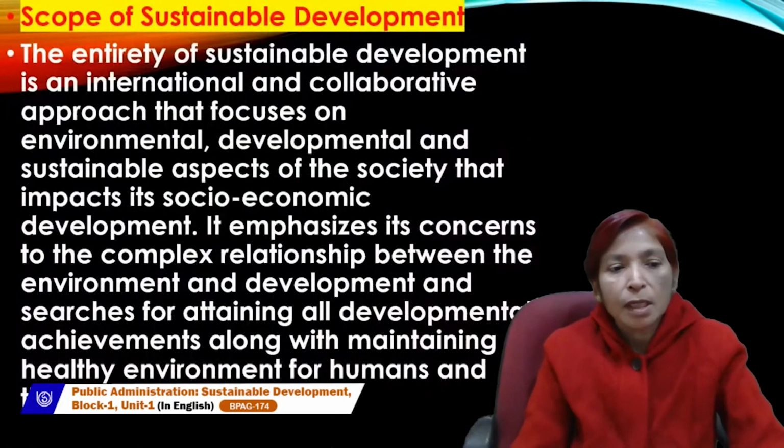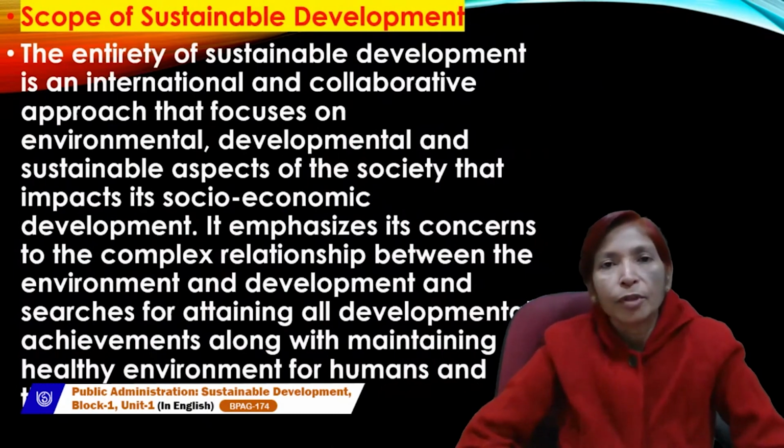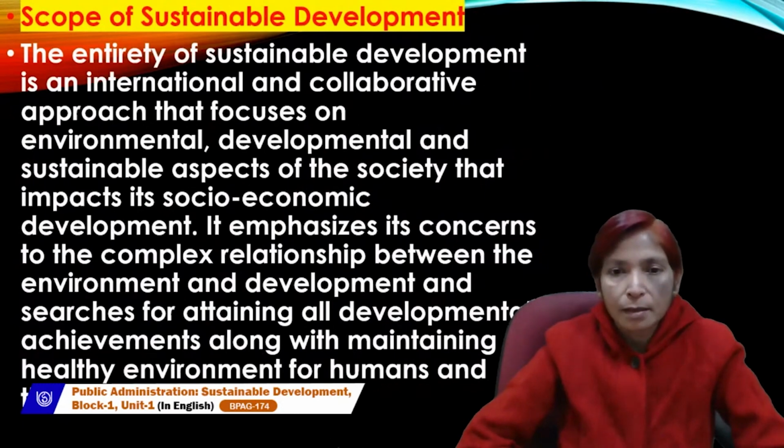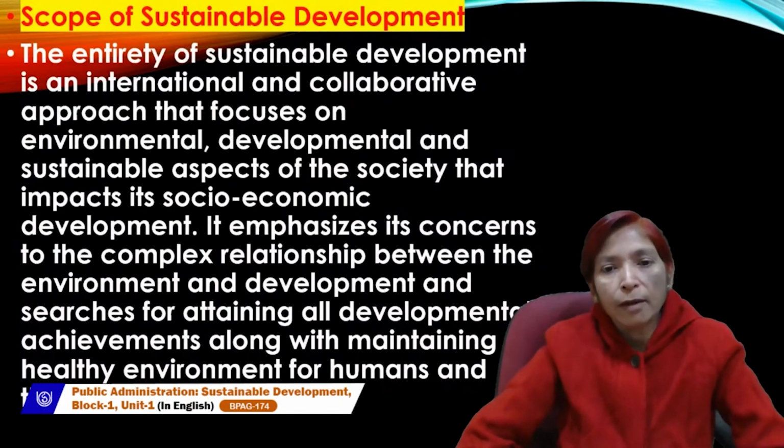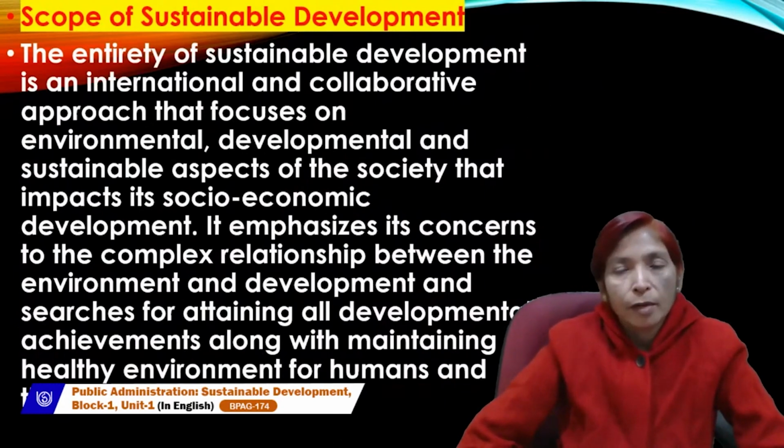Next is scope of sustainable development. We can explain the scope of sustainable development in this way also. Sustainable development is an international and collaborative approach that focuses on environmental, developmental, and sustainable aspects of society that impact its socio-economic development. It emphasizes its concern with the complex relationship between the environment and development. There is a trade-off between environment and development. If we want to achieve a higher growth rate of development, then the environment will be hampered or affected badly. So there is a trade-off.